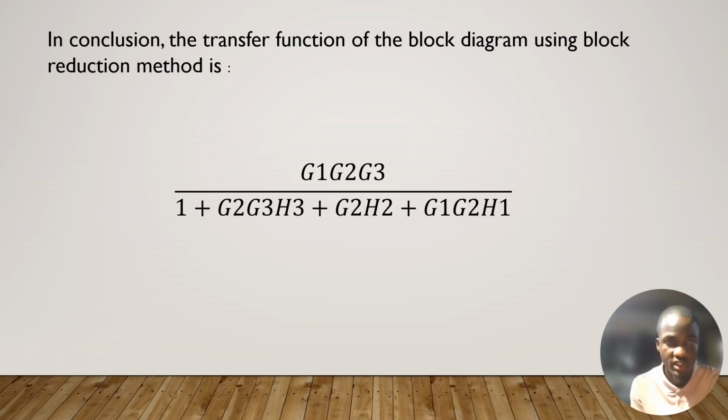In conclusion, the transfer function of the block diagram using the block reduction method is G1, G2, G3 over 1 plus G2, G3, H3 plus G2, H2 plus G1, G2, H1.